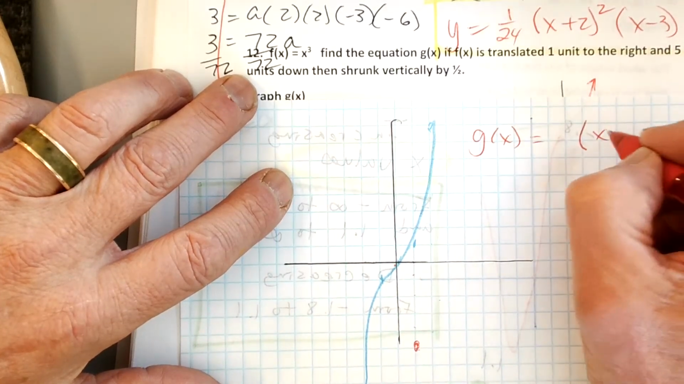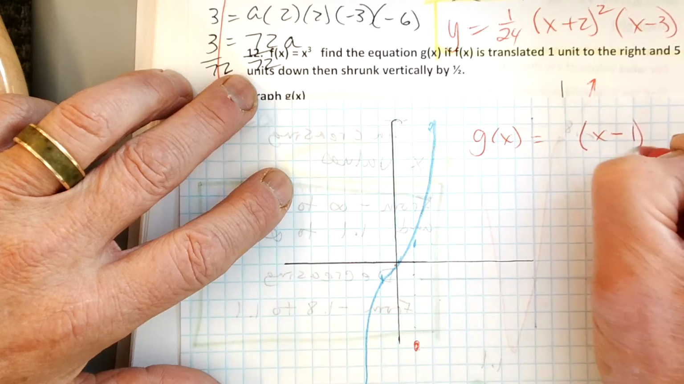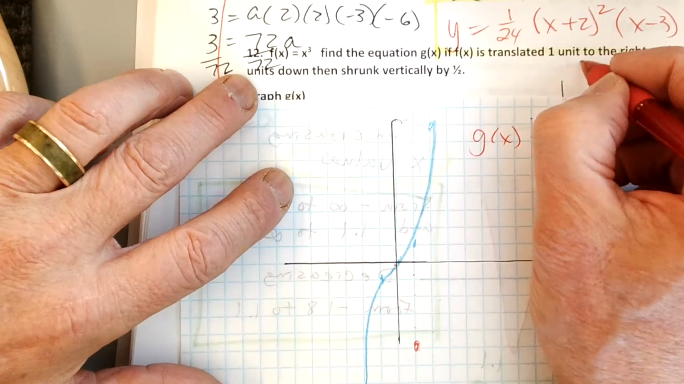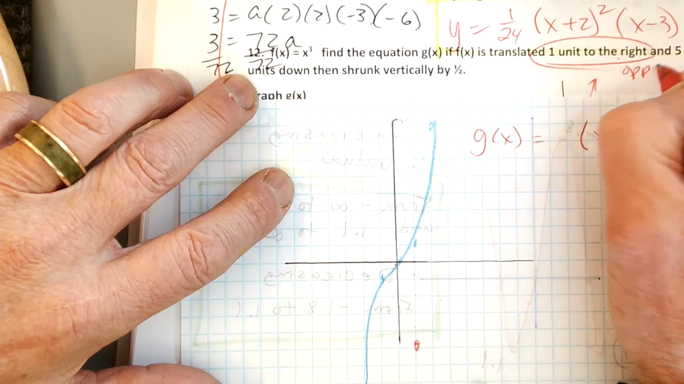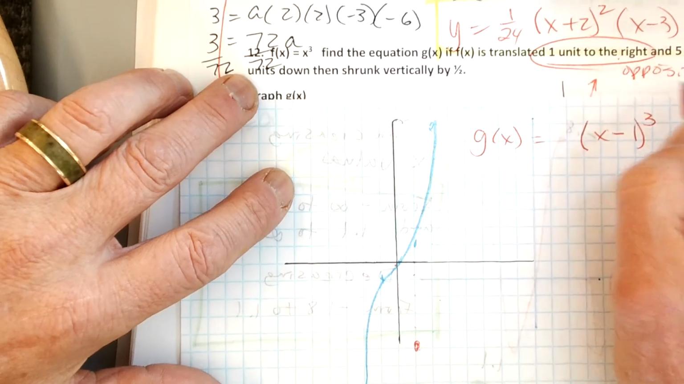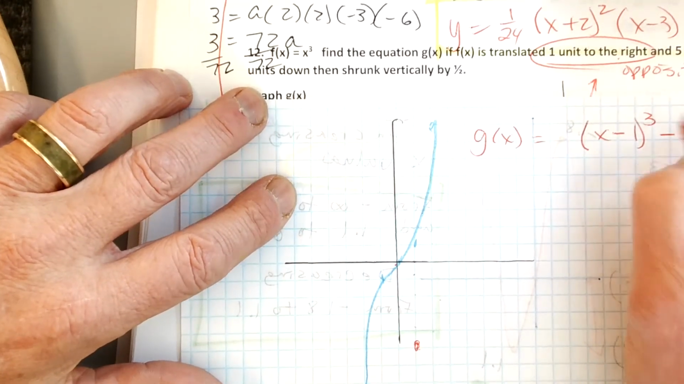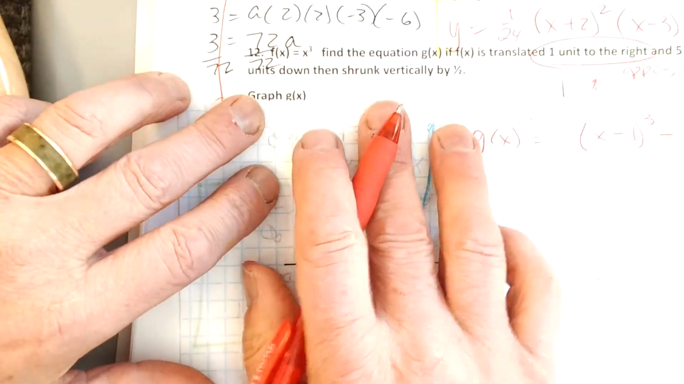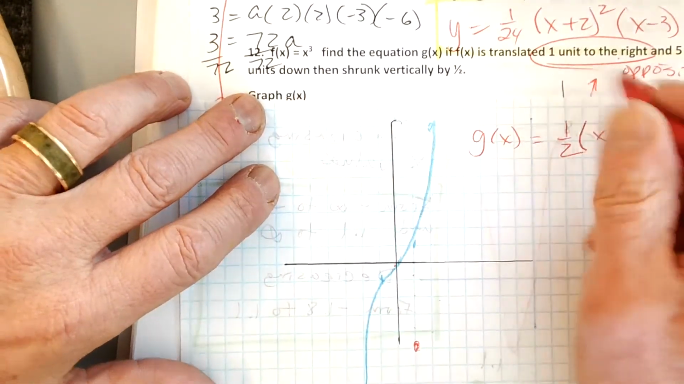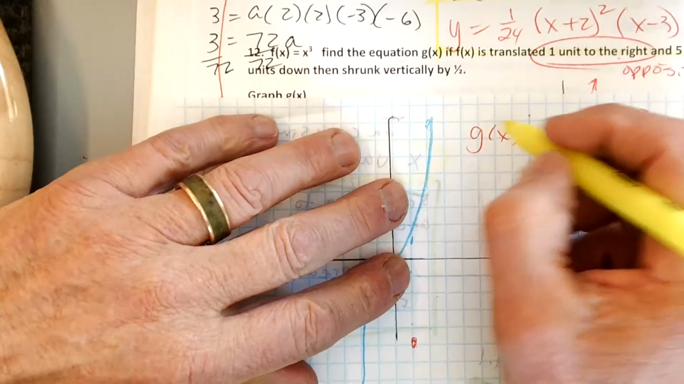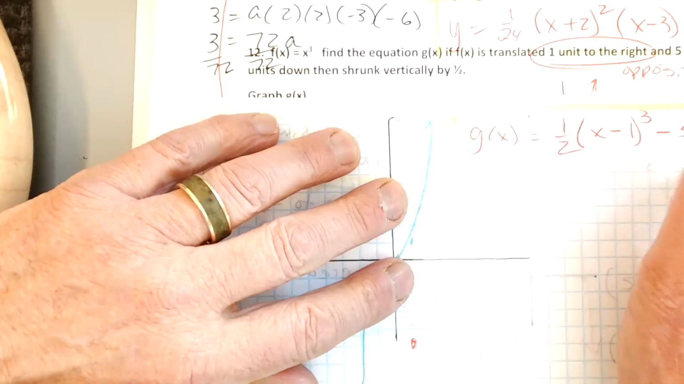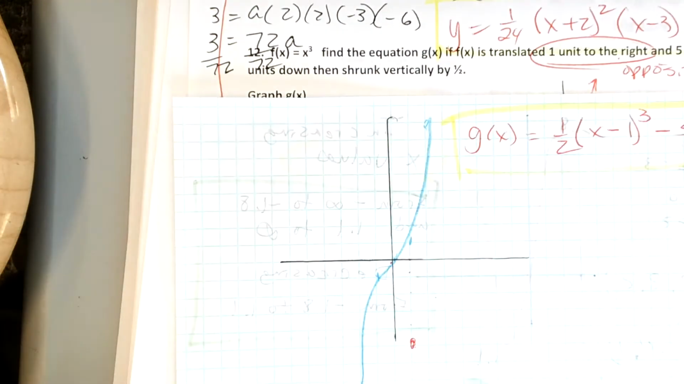So let's go ahead and do that part of it. So we'll go x minus 1 cubed. Always the opposite of the inside, right? Opposite. And then down 5. Now we're also going to then shrink it by 1/2. So we'll put 1/2. So there's my new equation. That's g of x. And I want to write that down so I get credit for that.